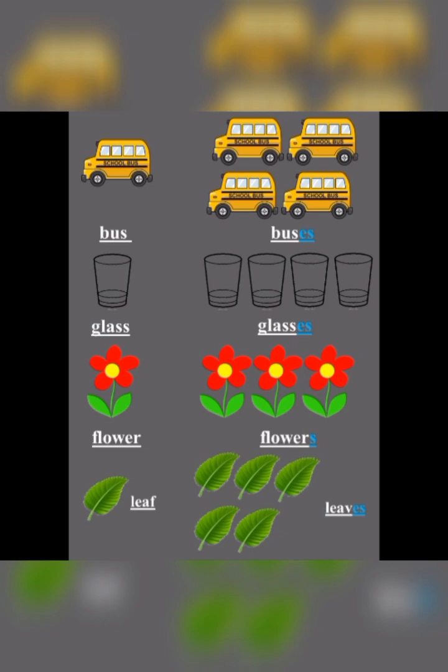Next is glass, G-L-A-S-S. On the other side, it is glasses, G-L-A-S-S-E-S. Then we have a picture of flower, F-L-O-W-E-R. On the other side, it is F-L-O-W-E-R-S, flowers. Next picture is of leaf, L-E-A-F. On the other side, it is L-E-A-V-E-S. Leaf, leaves.